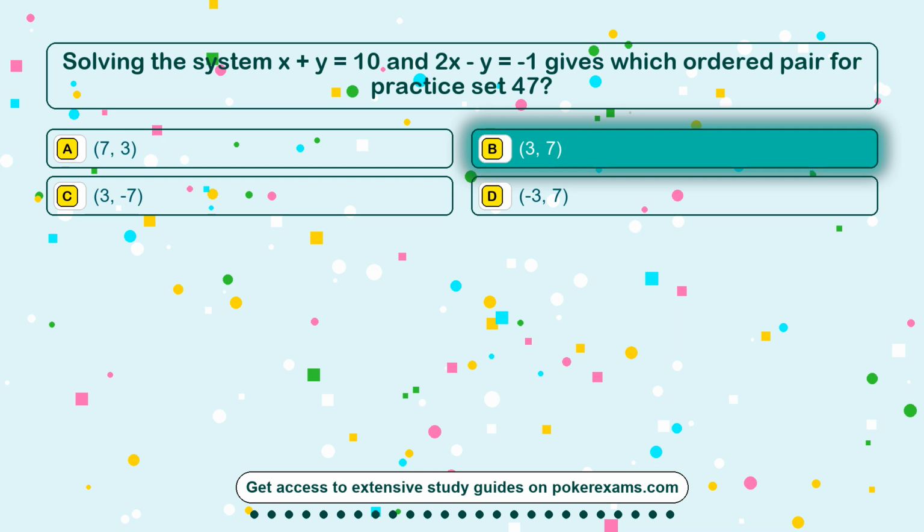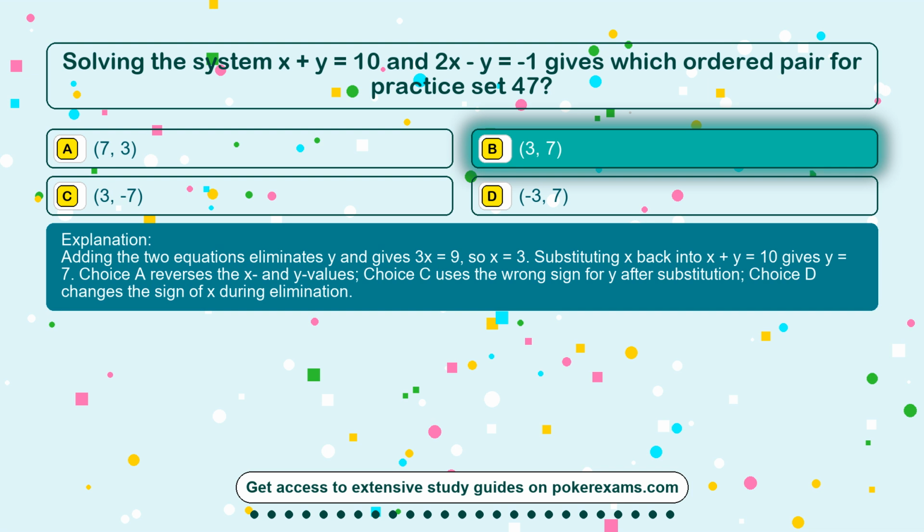The correct answer is option B, 3, 7. Adding the two equations eliminates y and gives 3x equals 9, so x equals 3. Substituting x back into x plus y equals 10 gives y equals 7. Choice A reverses the x and y values, choice C uses the wrong sign for y after substitution, choice D changes the sign of x during elimination.